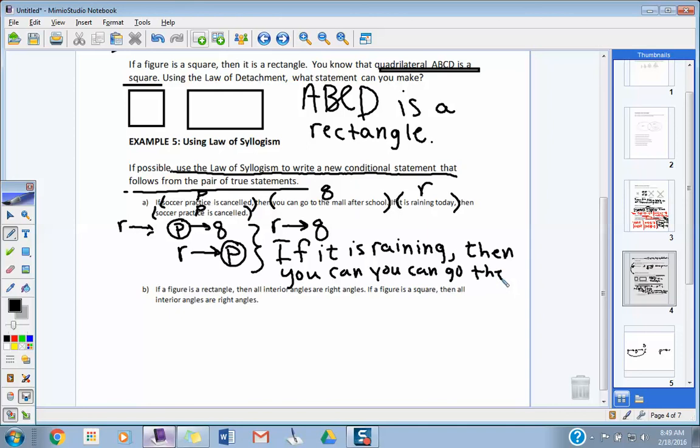Okay, and let me kind of walk you through this logically. Basically, if it's raining, then what's going to happen to soccer practice? And since soccer practice is canceled, you're going to the mall. So it's saying, if it's raining, we're not even going to talk about soccer practice. We're just going to assume we don't even need to talk about that anymore. Because if it's raining, soccer practice is automatically canceled, right? So I can simply say if it's raining, then you can go to the mall, right? Under the assumption that soccer practice is canceled. Okay. All right.